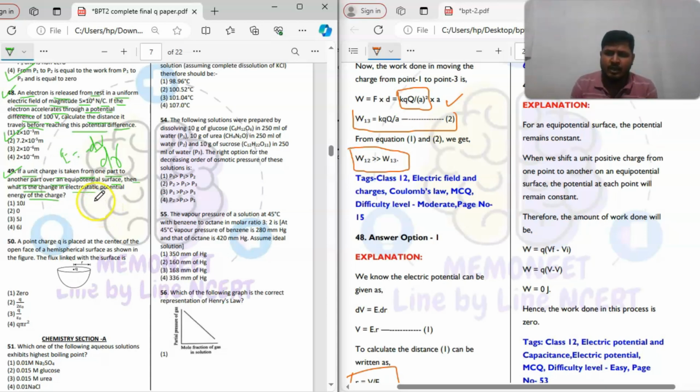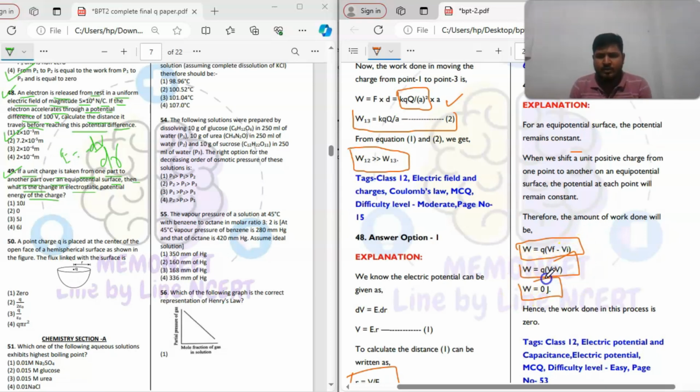We know that the electrostatic potential at the equipotential surface is constant. There is no change in electric potential. So what is the work done? Work done is Q into Vf minus Vi. So the Vf is V and Vi is also V. So after solving this, work done is equal to 0. Hence the work done in this process is 0. So our second option is the correct option. Here the properties of an equipotential surface are used.